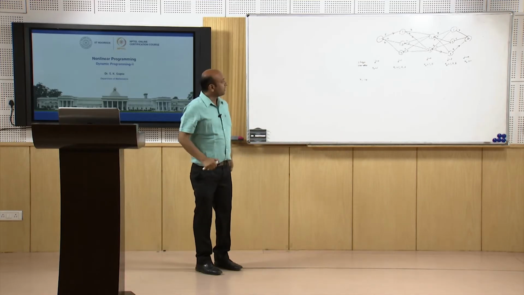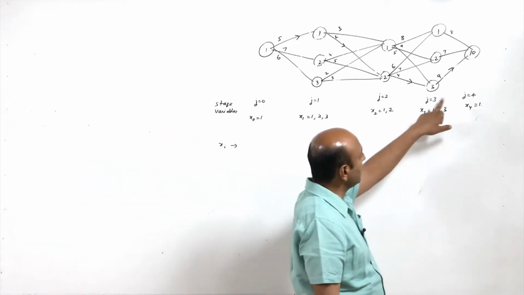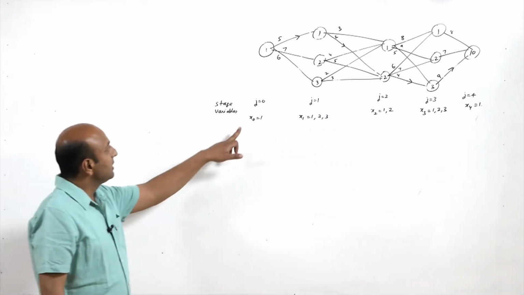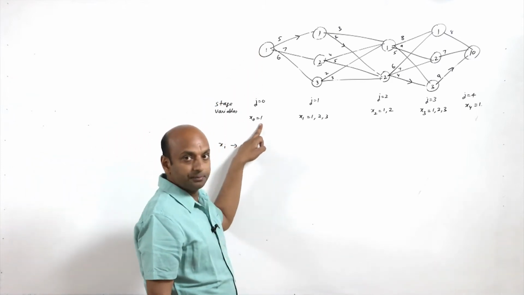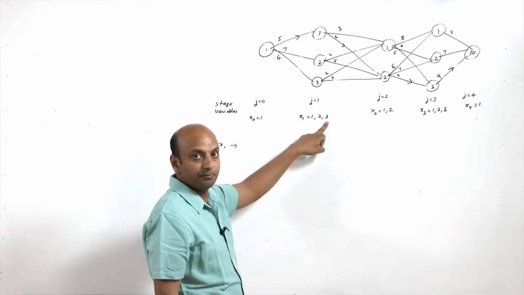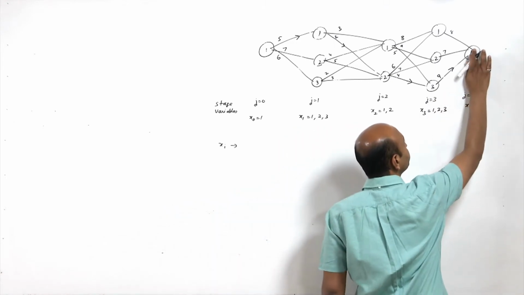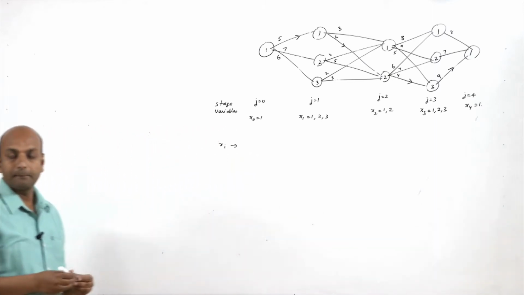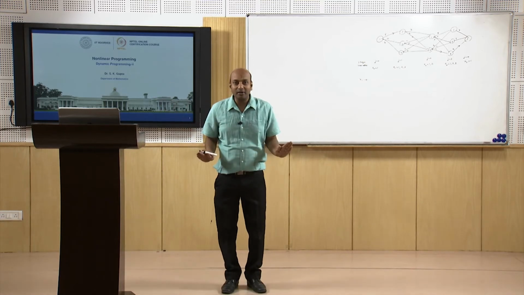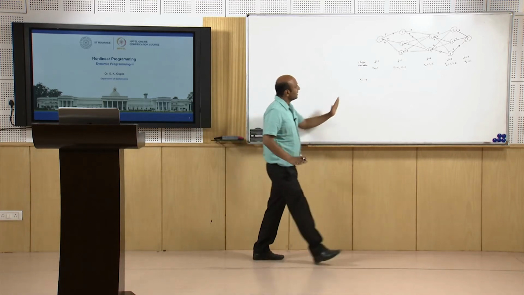First we define the stage variables: 0, 1, 2, 3 and 4. Corresponding to each stage we define state variables. Here there is only one node, so we call x0 as 1. Here we have 3 nodes, so x1 is 1, 2 or 3. Then it is 1 or 2, then 1, 2 or 3, and then it is 1. So we have distributed the entire network into stages and states.